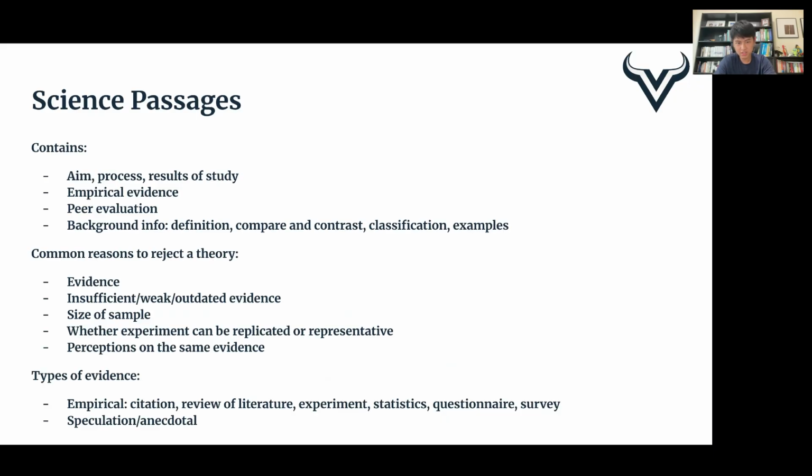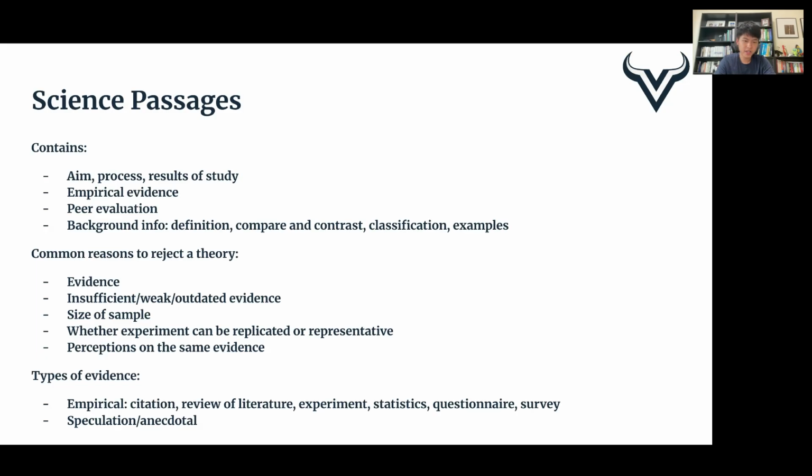If an experiment was done just once by one person and cannot be replicated to the same results again, then it's likely not a reliable experiment and should not prove a theory. If it's also not representative, for example, if the subjects selected or if the things studied are not representative of the topic as a whole, and is not selected scientifically, then it's also not representative of the entire subject and should not be used to prove a theory. Also, perceptions on the same evidence.